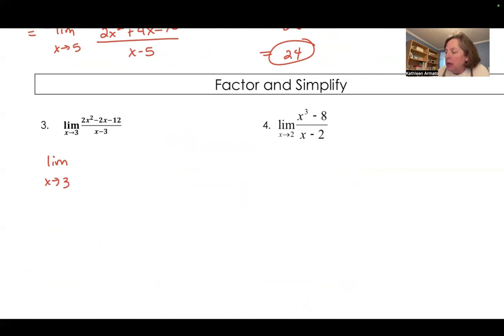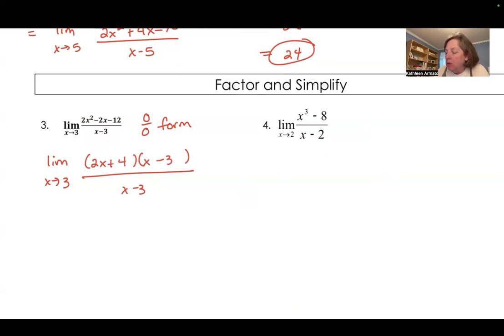So looking at this, 3 squared, 9, 18. 18 minus 6 minus 12 is 0. 3 minus 3. Yep. Sure enough, that's a 0 over 0 form. So I'm going to want to factor that numerator. And I'm guessing that since there's an x minus 3 in the denominator, there should be an x minus 3 in the numerator, which is going to help me with my factoring.